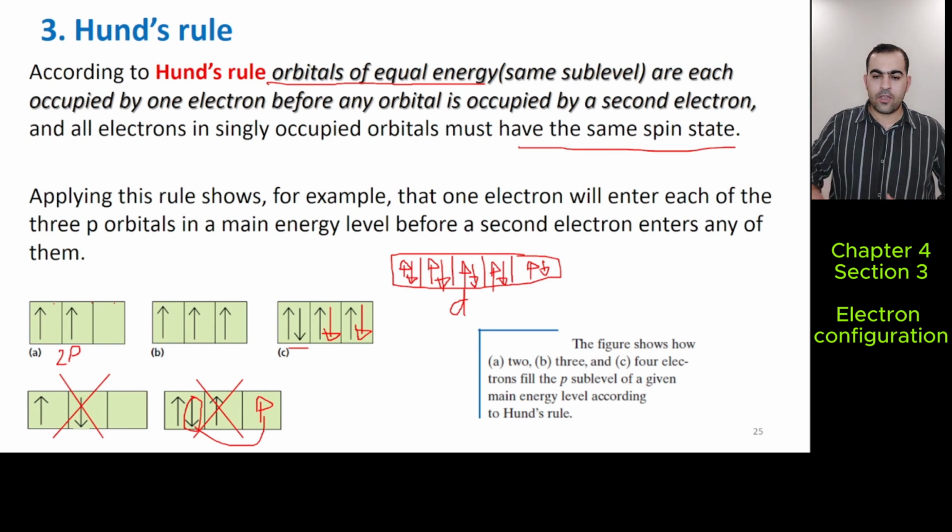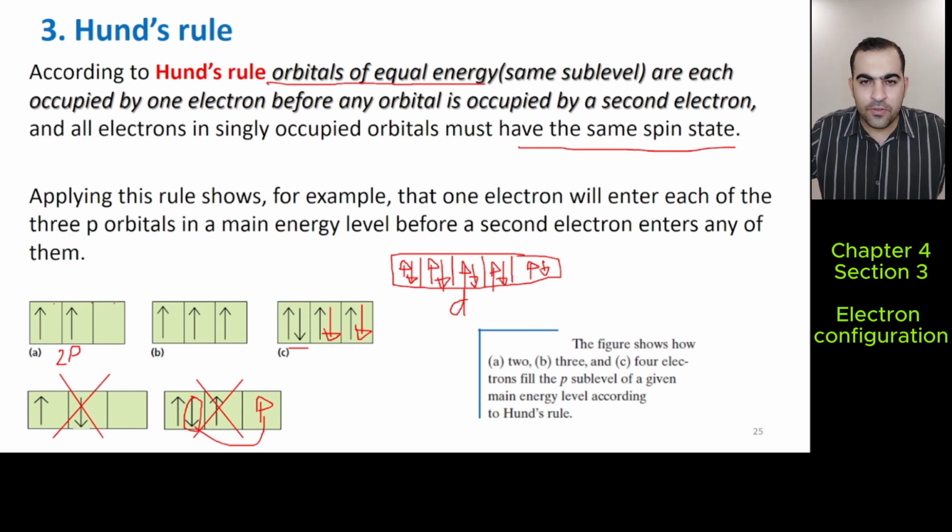Okay, so we talked about 3 rules. We said the Aufbau principle says first electrons fill the lowest energy orbitals, and now you must know the order. Then Pauli came. Pauli said an orbital can hold a maximum of 2 electrons, and they must have what? Different spin states.